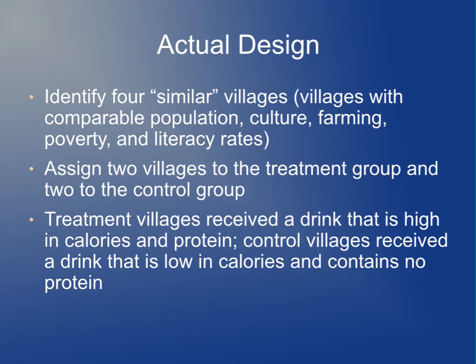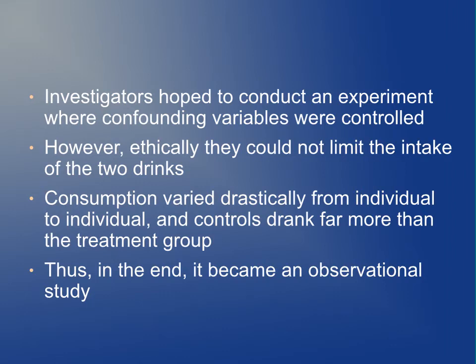And they were hoping to conduct an experiment where the confounding variables were controlled, but ethically you can't just say that half the children aren't going to get enough to eat. So in both villages, the children got to drink as much as they wanted, and the consumption varied drastically between individuals, and controls drank far more than the treatment group. So it ended up being an observational study.